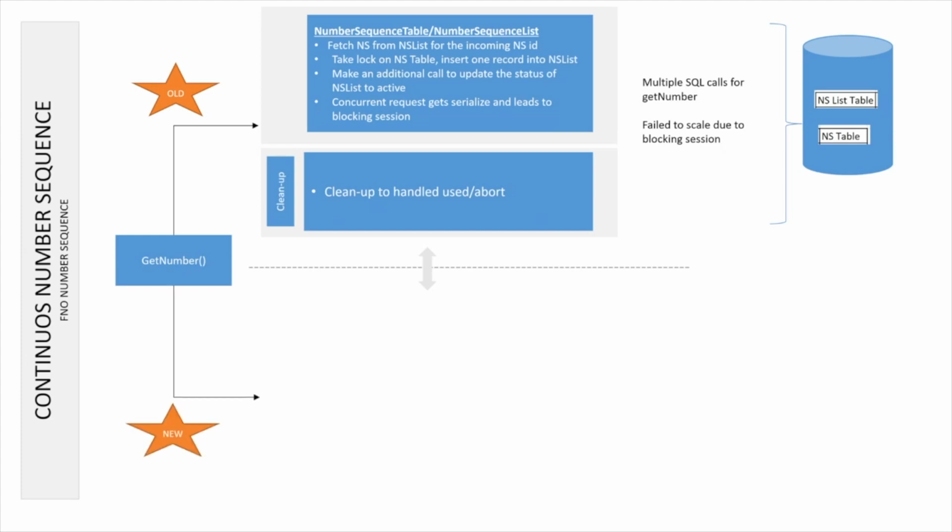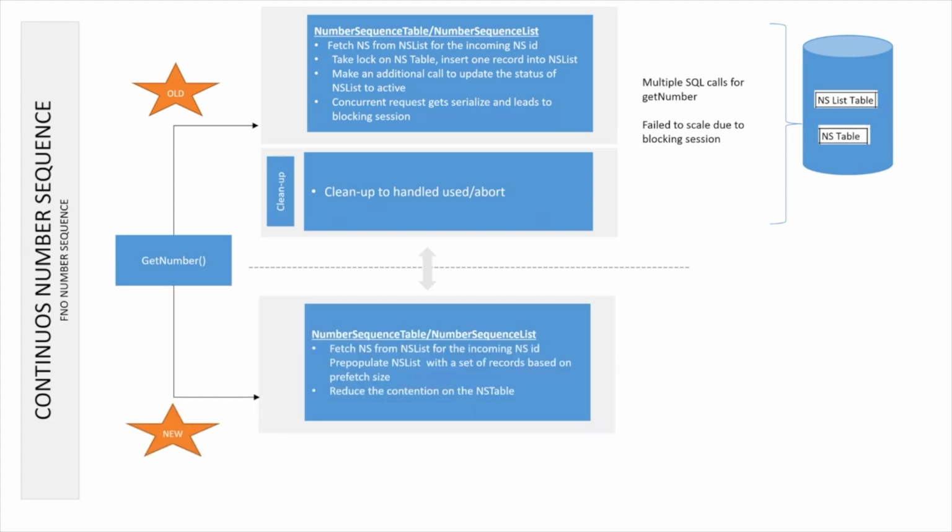What we do in the new approach is we still talk to these two tables, the number sequence table and the number sequence list table. We try to fetch a number from the number sequence list table if it is available. If it is available, it picks a record, changes the state and returns it. And if there is no available record in the number sequence list, it pre-populates the number sequence list table with a set of records based on the value configured in the prefetch size.